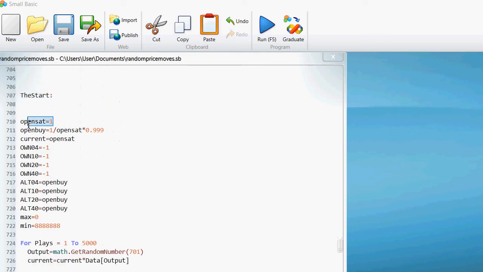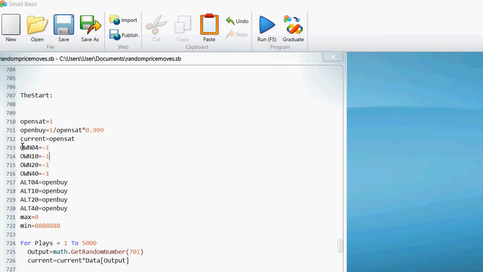So open sat equals 1, that is what you're starting with. Open buy equals 1 divided by open sat times 999, which is the rake. So I'm using 0.1% rake when I'm doing this. Current equals open sat, so the current price. Originally, I set it up so you could ask, what price do you want to start with? But why does it matter? It's just getting random results. You might as well start with 1.